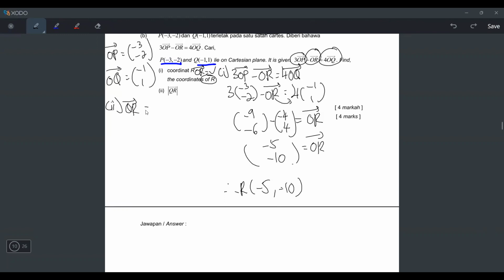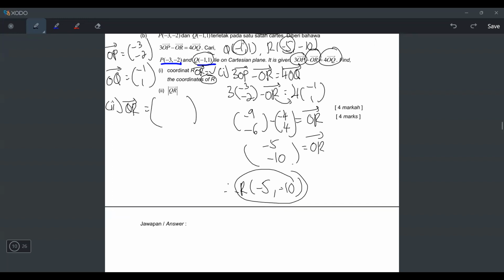First, you need vector QR first, and it has to be in terms of ij. Okay, because i is for pergerakan kiri kanan, j is for pergerakan atas bawah. Then only you can find the magnitude by taking the square root of the numbers squared. Okay, do I have vector QR? So far, I don't have, but it's okay because I have the coordinate of Q and I also have the coordinate of R. So coordinate of Q is -1, 1. Coordinate R is -5, -10. So if I want the vector QR in terms of ij, I just have to take R punya coordinate minus Q punya coordinate. Bukan Q tolak R, it has to be R tolak Q because the starting is Q, the ending is R. So you must take R coordinate minus Q coordinate.